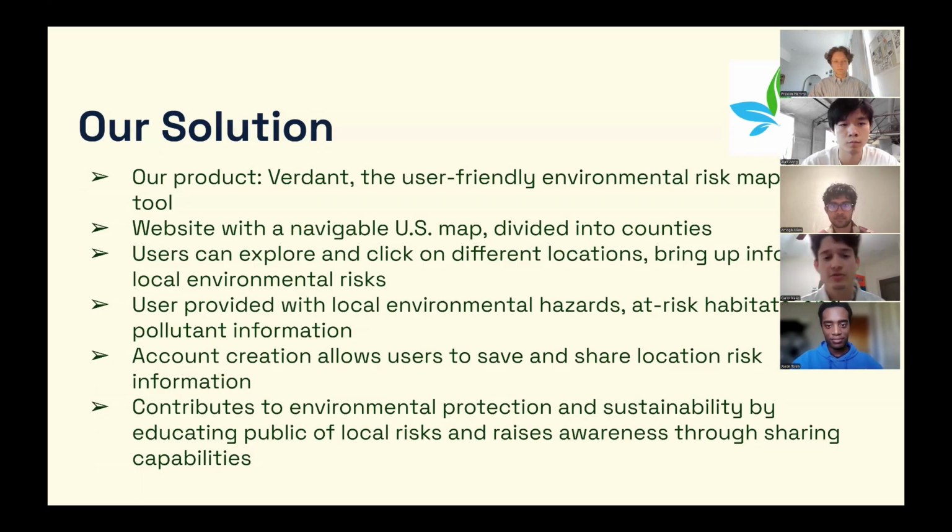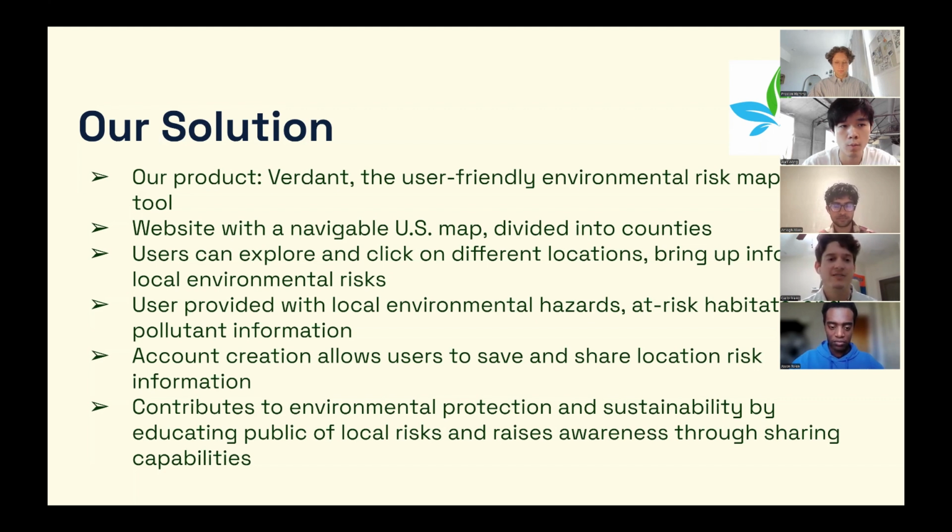So for our actual solution, we have Verdant, a user-friendly environmental risk mapping tool. The key feature here is that it is an interactive website with a navigable US map divided by counties. That way people can look all across the US, their own county, maybe even on the other side of the US. The main functionality here is that users can explore and access info on local environmental risks. And the data here is also going to be pretty comprehensive.